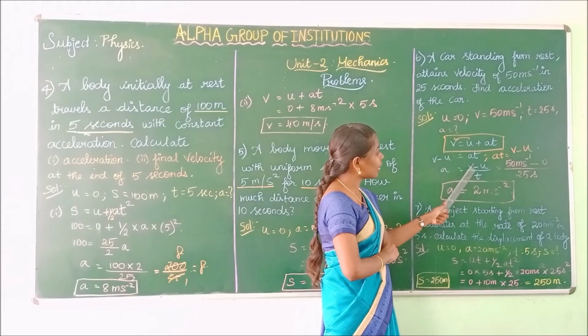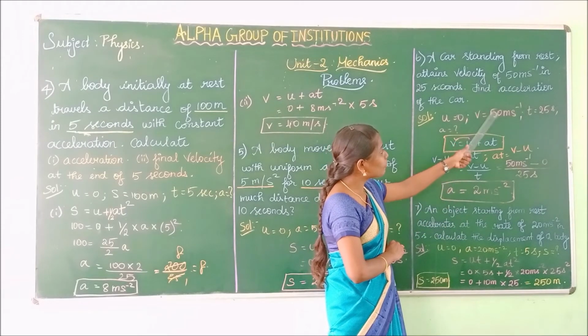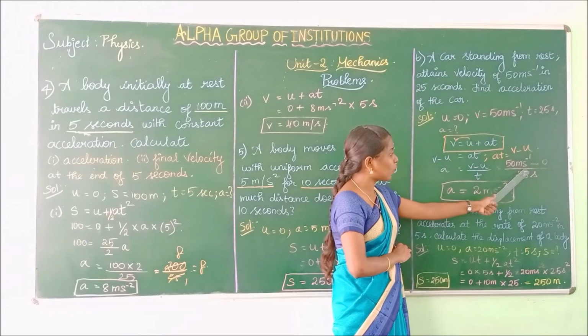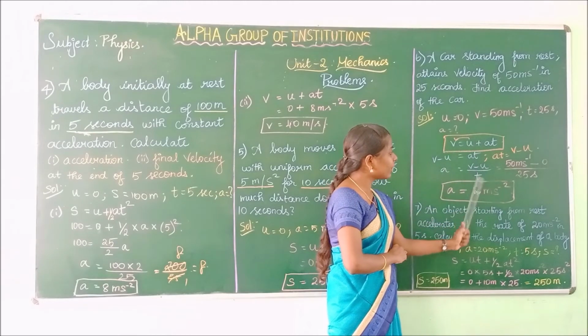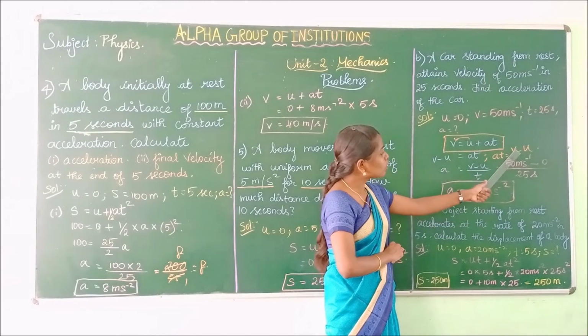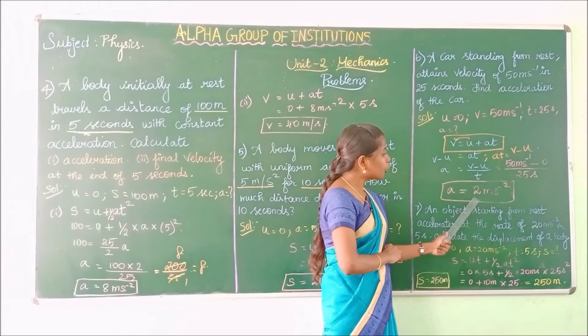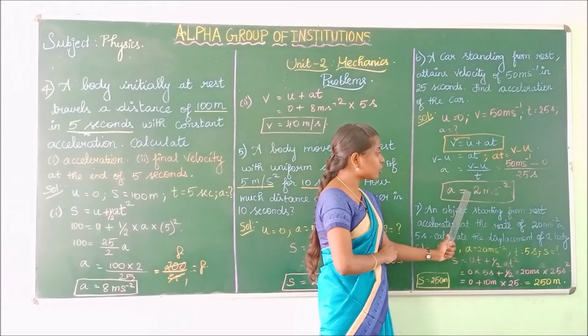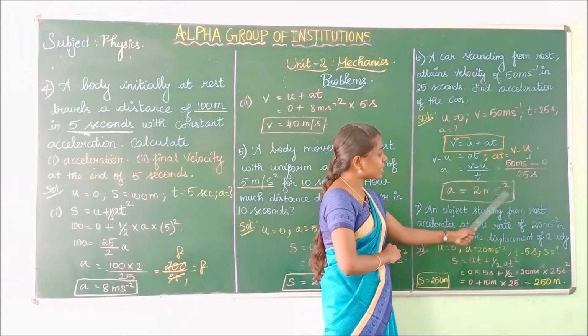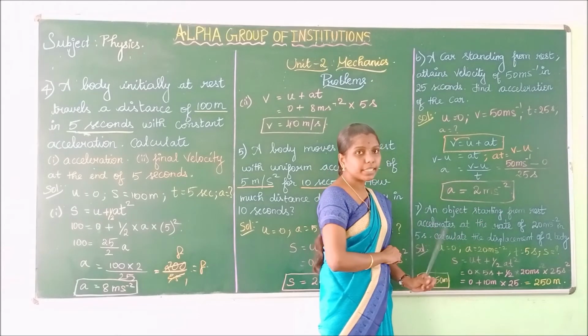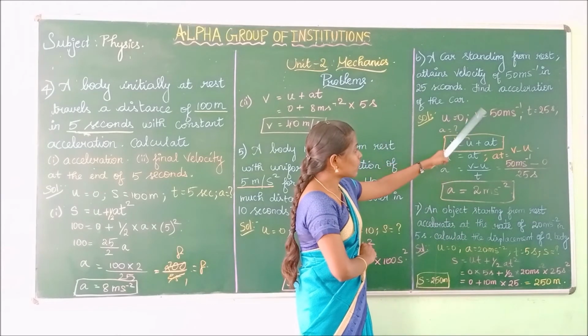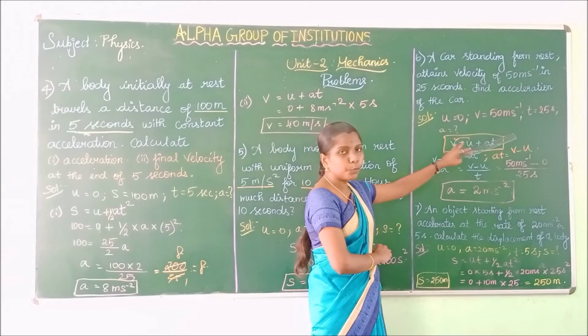What is the value for v? The value for v is 50 meter second power minus 1, minus u, by t is 25 second. So 50 by 25 is 2. The value for acceleration that we have found is 2 meter second power minus 2. Is it clear?